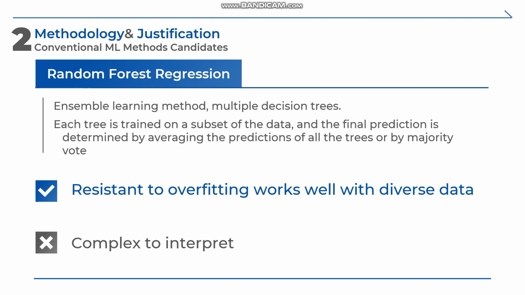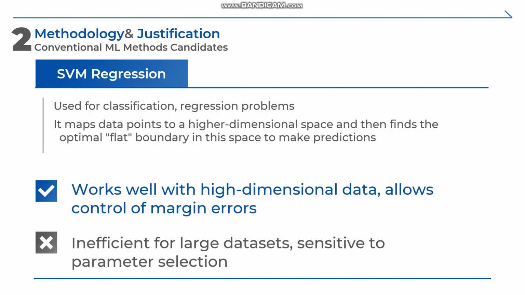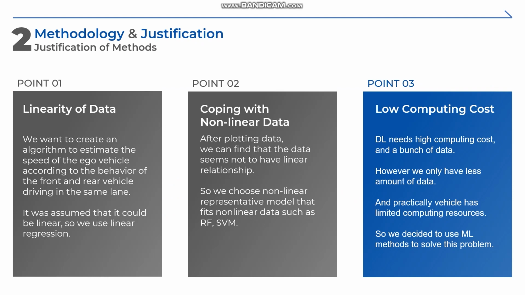Each tree in this method is trained on a distinct subset of the data. The final prediction is an aggregate, either the average of all trees' predictions or a majority vote. Lastly, SVM, known primarily for classification, is also a viable option for regression problems. It operates by mapping data points to a higher dimensional space and identifying the optimal flat boundary for predictions within this space. We initially chose linear regression, assuming a linear relationship in our data.